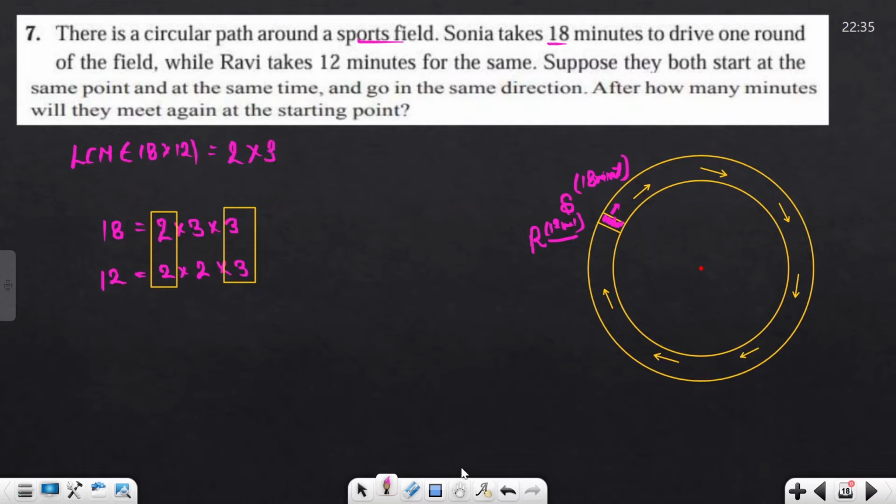Tell me the remaining terms. The remaining terms are 3 and 2. 3 into 2 is 6, and 6 into 6 is 36. So after how many minutes will they meet again at the same point? After 36 minutes. In 36 minutes, Sonia takes 2 rounds and Ravi takes 3 rounds.